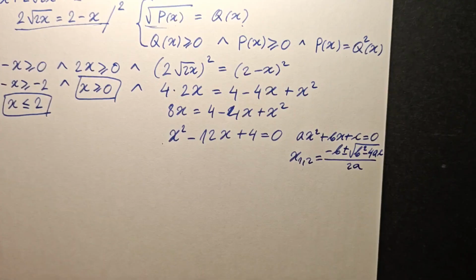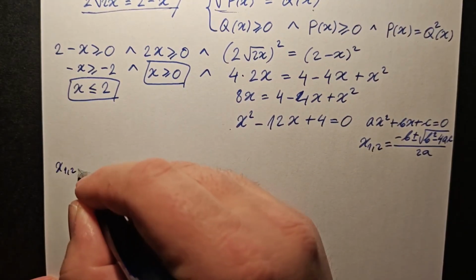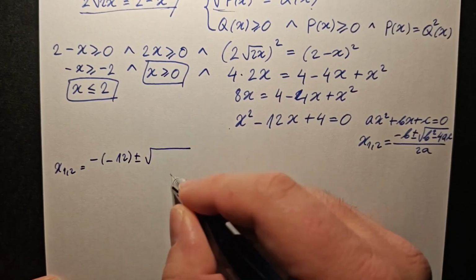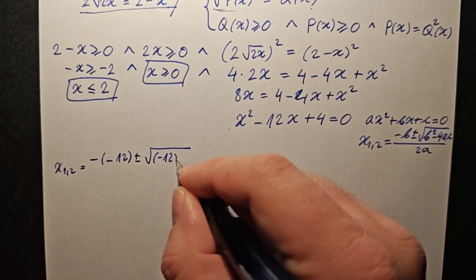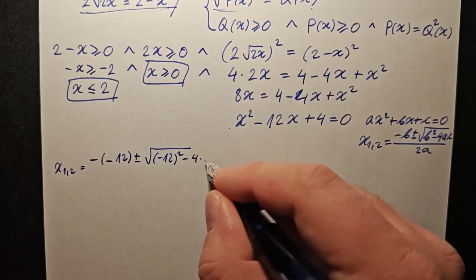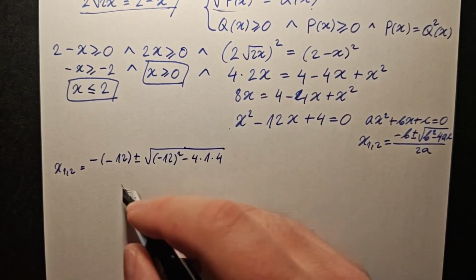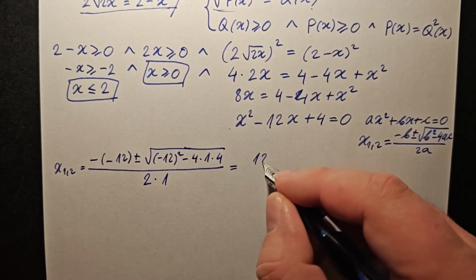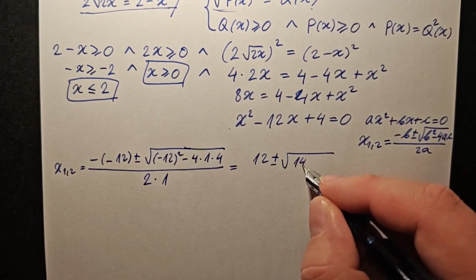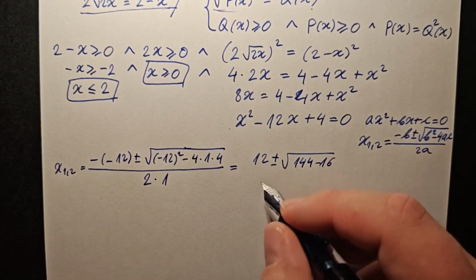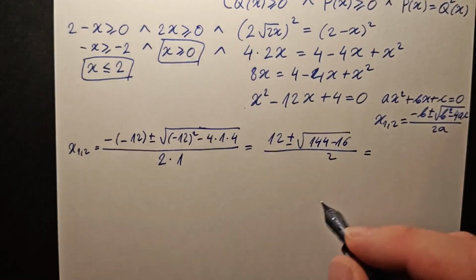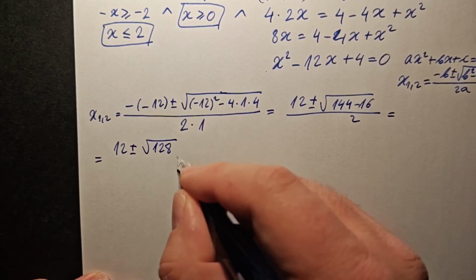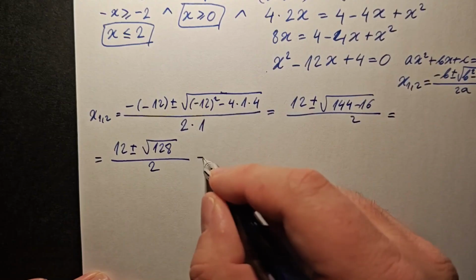So let's apply that. We have that x1 or 2 is equal to negative of negative 12 plus or minus the square root of negative 12 squared minus 4 multiplied by 1 multiplied by 4, divided by 2 multiplied by 1, which is 12 plus or minus the square root of 144 minus 16, divided by 2, and that is equal to 12 plus or minus the square root of 128 divided by 2.